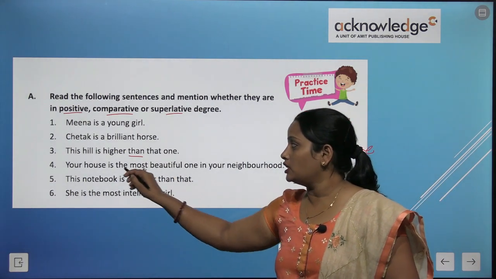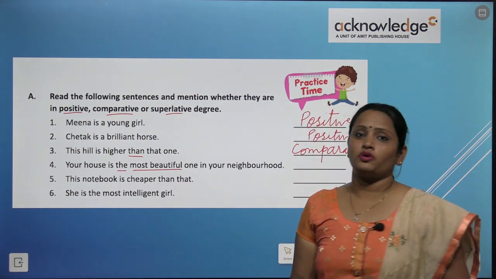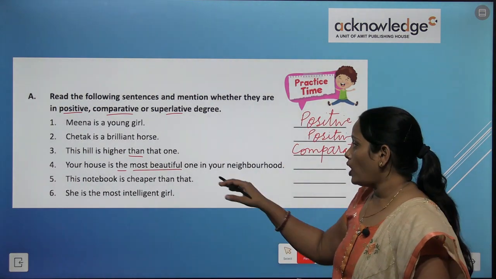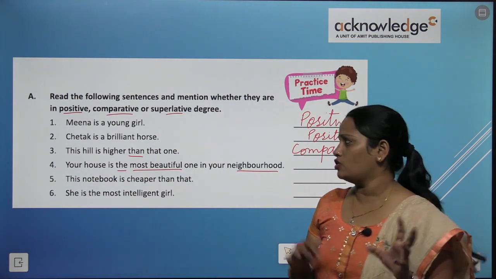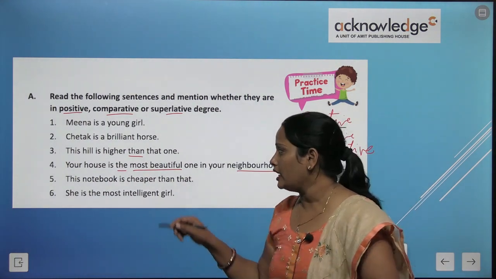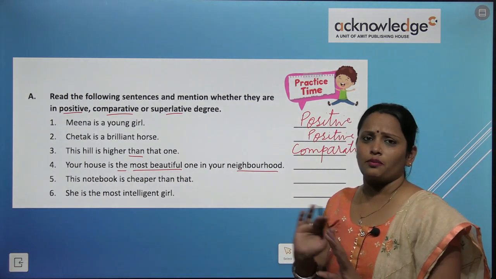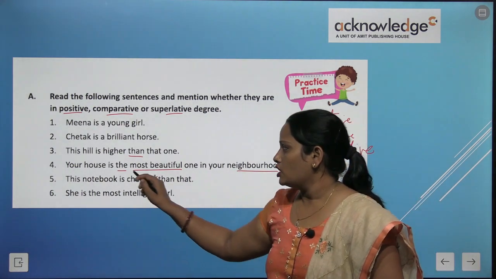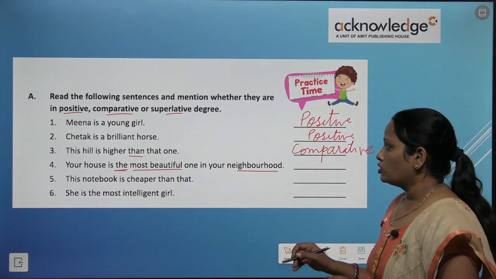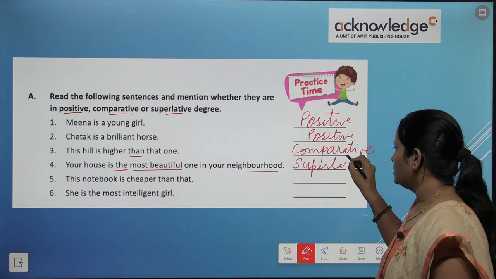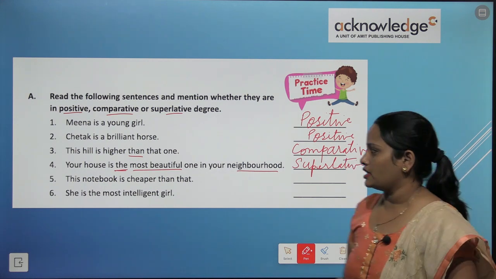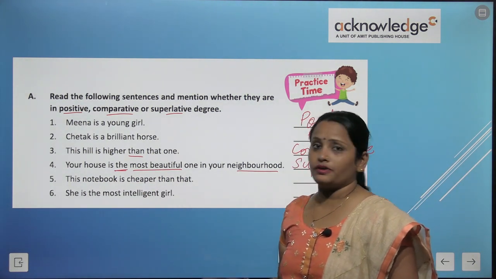Your house is the most beautiful one in your neighborhood. पूरे neighborhood आस पड़ोस में जितने भी घर हैं उन सब में से तुम्हारा जो घर है that is the most beautiful, सबसे सुंदर है. So here we are using the... So the हम कब यूज करते हैं? In superlative degree.